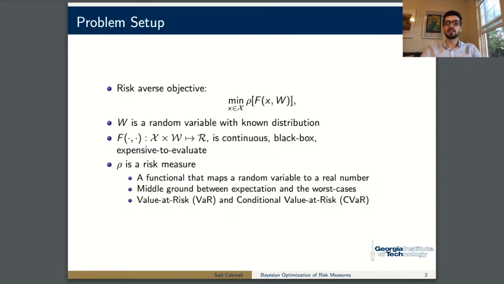Inspired by this and similar other problems, in this work we focus on risk-averse optimization of the form: minimizing with respect to x, a risk measure rho of f(x, w), where w is the random environmental variable with known distribution, f is a continuous black box expensive to evaluate function, and rho is a risk measure, which is a functional that maps a random variable to a real number, and it offers a middle ground between the expectation and the worst cases. In this work, we studied two important risk measures, the value at risk and the conditional value at risk.